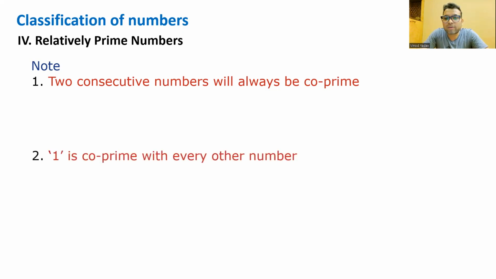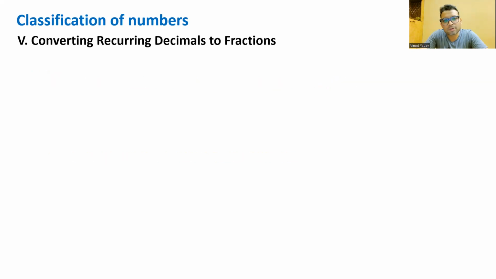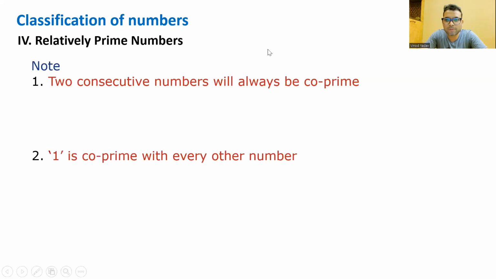1 is co-prime with every other number. So if you take 1 and 6, co-prime; 1 and 10, co-prime; 1 and 9, co-prime; 1 and 23, co-prime, because 1 has no factor at all. There is no question of being common, right? Great.